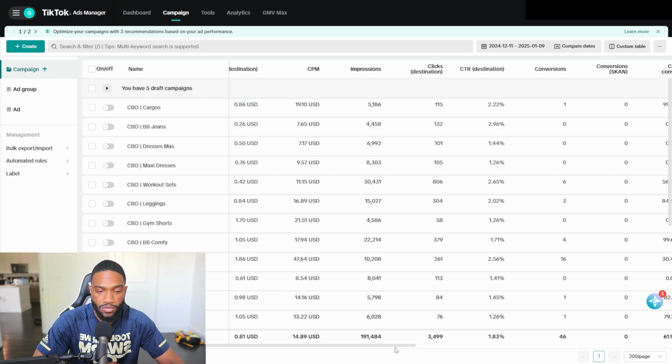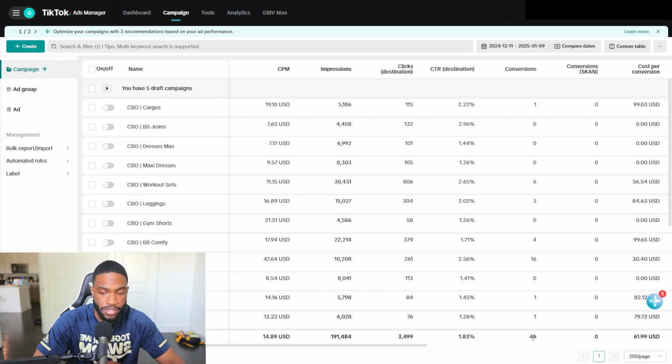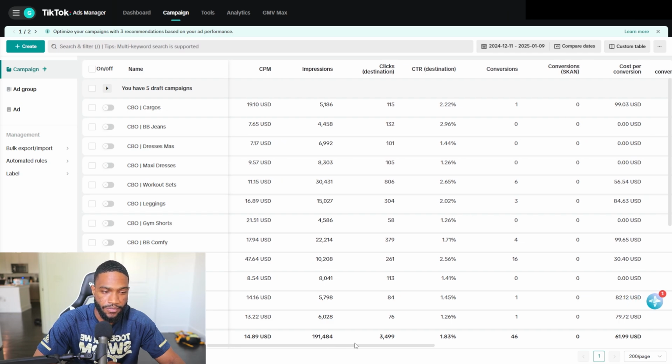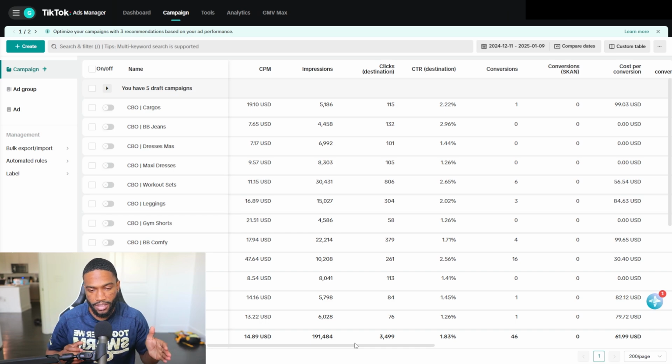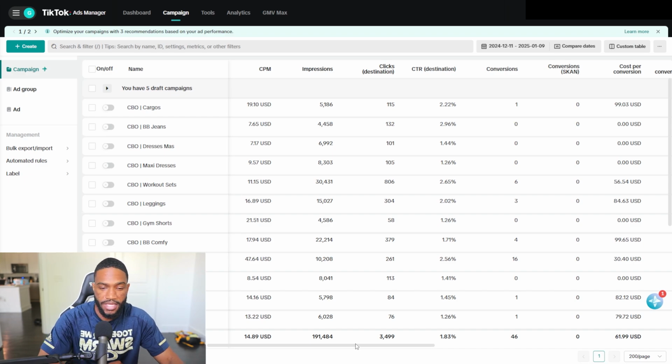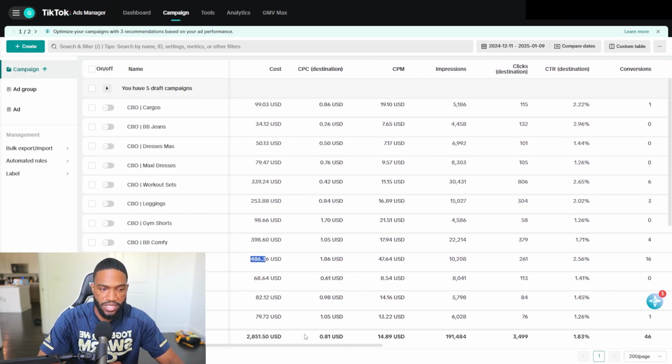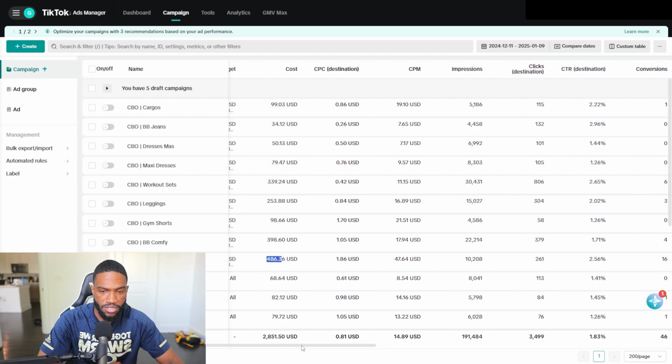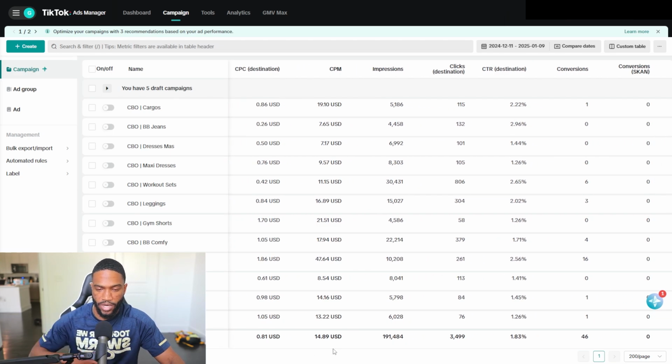1.83% click-through rate is not the best on 46 conversions. So I spent $2,800 and got 46 conversions. Now, the amount of conversions only matters, you can only gauge if it's good or not depending on how much your product is. So let's say I spent $2,800 and my price point for my product is $10,000, right? And I sold one. You may say you spent a lot of money, but I made almost 4 times my ad spend amount. So it's solely based on whatever your product price is.